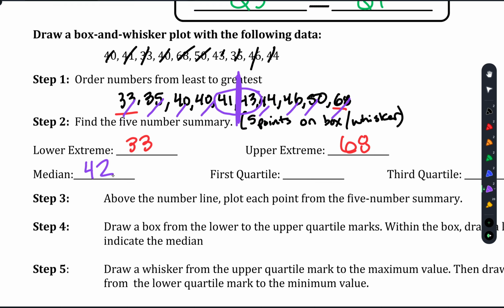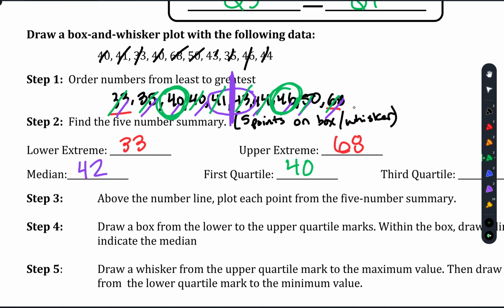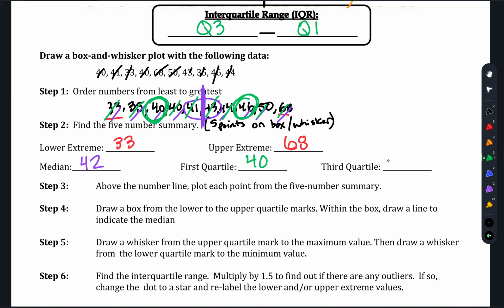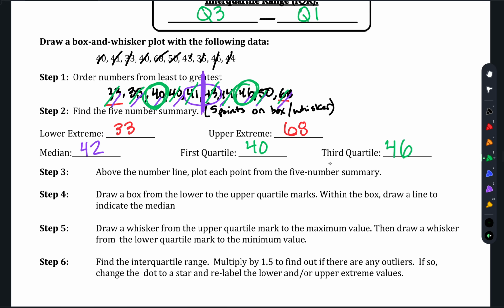All good there? Okay. First and third quartile. Now that we have it split, we need to find the median of each half. So I'm going to do the same thing. I'm going to cross off one low value and one high value until I get to the middle. For my lower values, my first quartile is 40. Same thing on the upper, one low, one high, until I get to the middle value. That third quartile is 46. Does everybody have their 5-number summary?